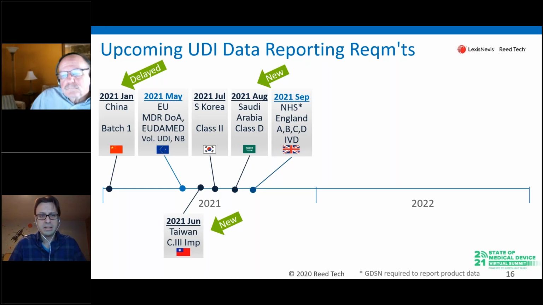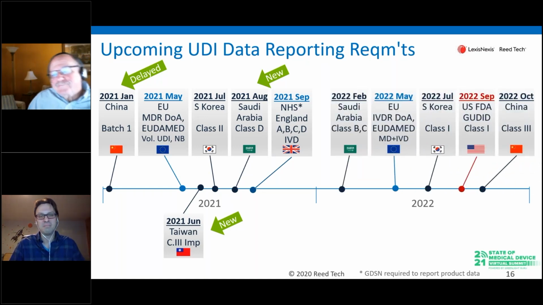From South Korea, we have the next classes due. We have class 2 in July. We start seeing Saudi Arabia coming on board with their class D, their first milestone. Don't skip over Taiwan, that new one that just jumped in there, June 2021. They made some announcements recently, and then we get back into the NHS. So I almost feel like I'm at an auction, just rattling off these things because you just see how jam-packed this is.